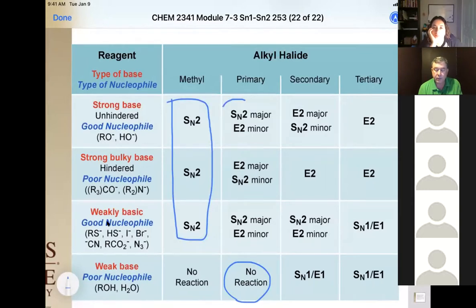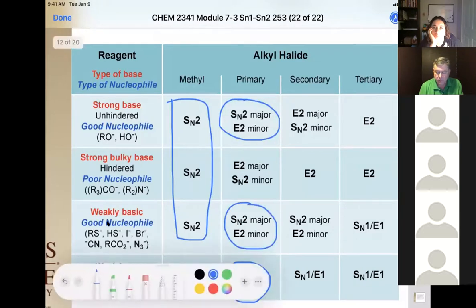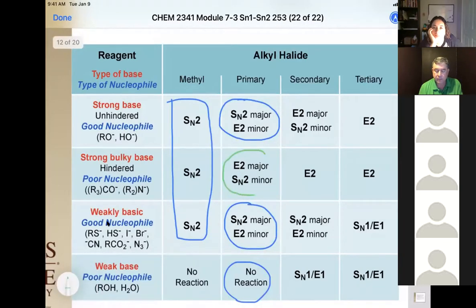Primaries, the better nucleophiles have the substitution products first. The poorer nucleophiles have the elimination first. The strong base but poor nucleophiles have the elimination first. Okay. Now let's go to secondary.